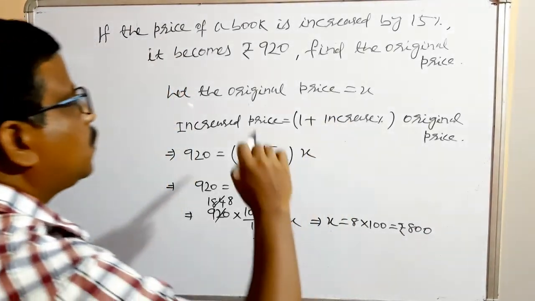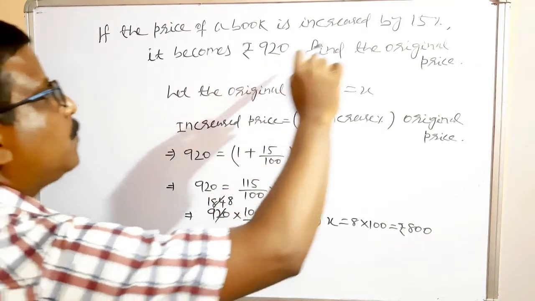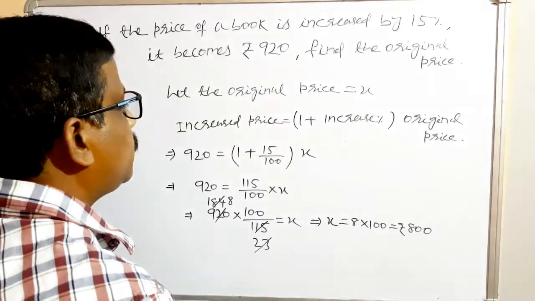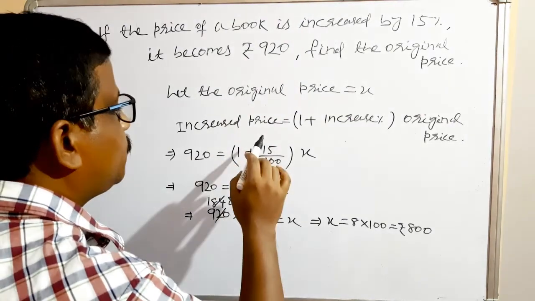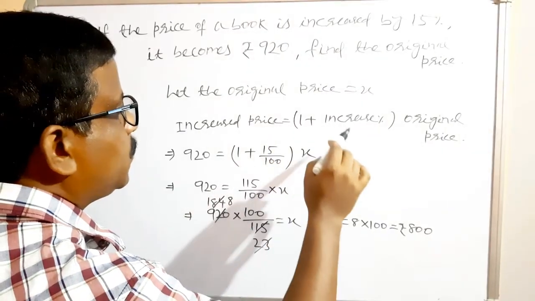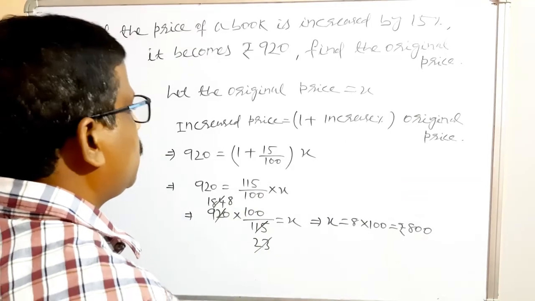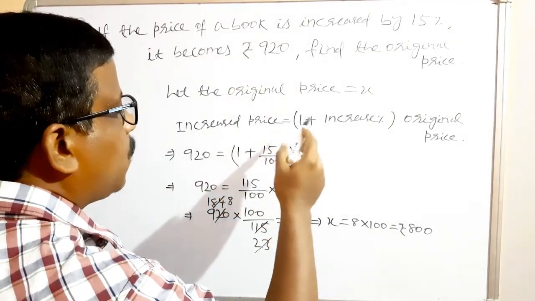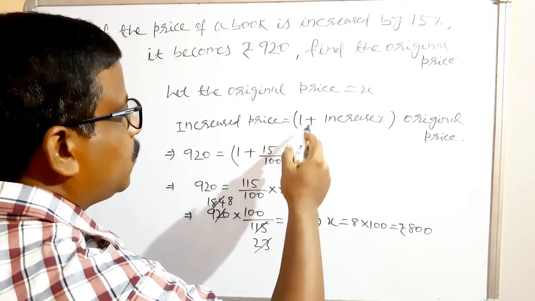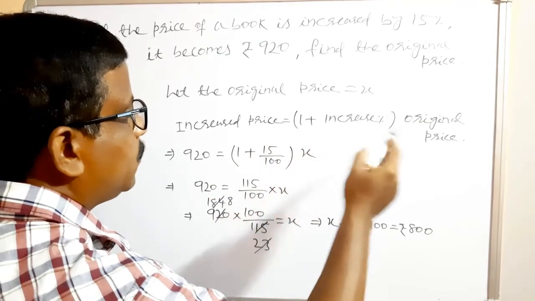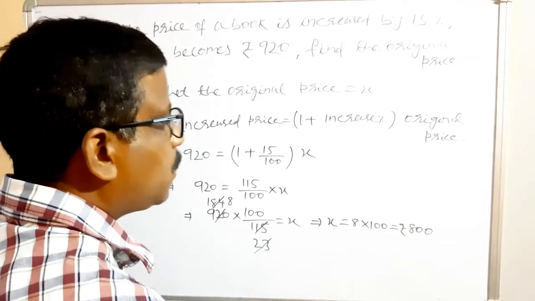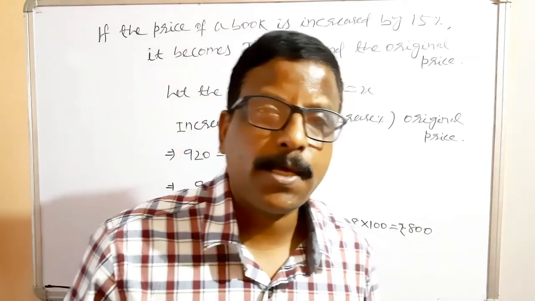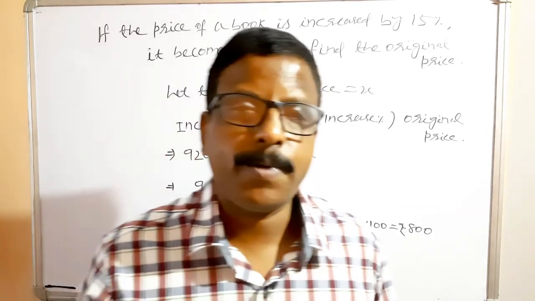So understood? The increased price is given to you, the increased percentage is given, and the original price is to be found. The formula you have to write: increased price is equal to 1 plus increased percent into original price. If the decreased price is given, then 1 minus, in place of plus, 1 minus decreased percent into original price. So understood how to do? Like this, different types of sums are given in the exercise. I will solve and send you in PDF form.